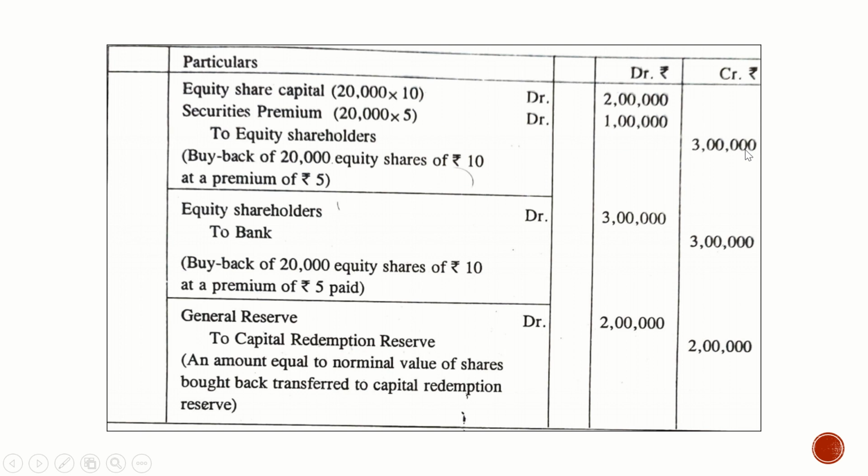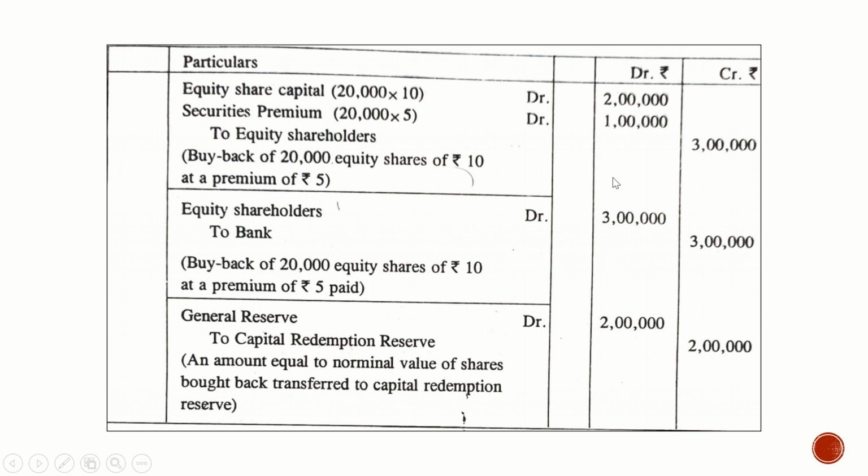The next journal entry will be equity shareholders account debit to bank account. So what is the amount payable to the shareholders? Buyback of 20,000 equity shares, that is 3 lakh rupees, since buyback is done at premium.